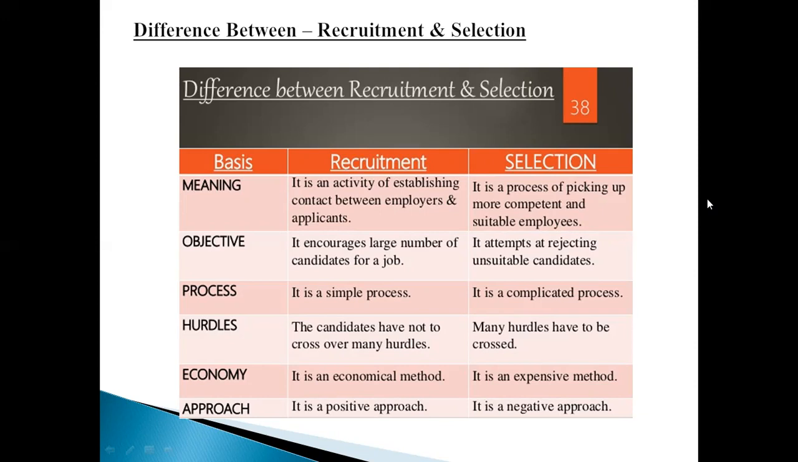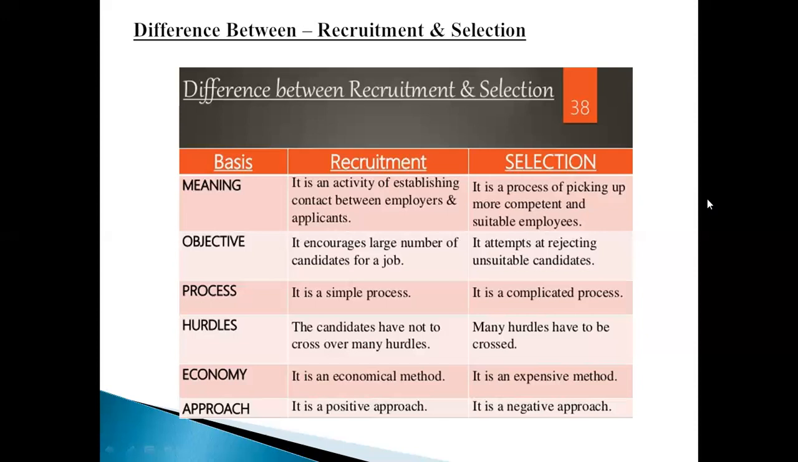Hurdles: in recruitment, the candidates do not have to cross many hurdles, and in selection, many hurdles have to be crossed. In recruitment, candidates do not cross any hurdles; you just go through the process of recruitment. In selection, you have to cross some hurdles. Hurdles means the various rounds of interview and the various tests like aptitude test, medical test, ability test, graphology test. These are the tests through which the candidate has to move.